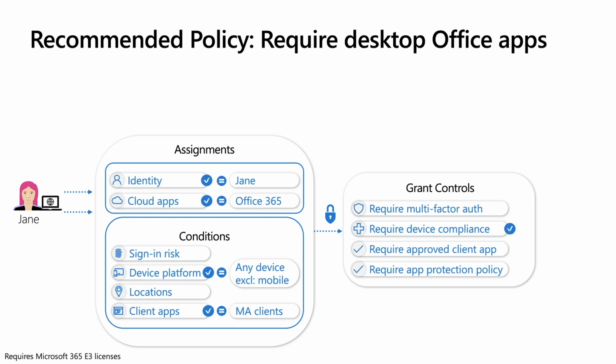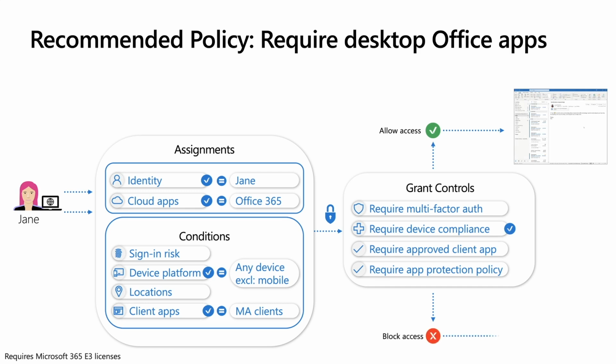This allow policy will use the require device to be marked as compliant grant access control, which will enforce that Jane's device must be enrolled and meet all compliance policies. If Jane is using an enrolled and compliant device, she'll be able to launch Outlook, obtain a token, and access her email. If, on the other hand, Jane isn't using an enrolled or compliant device, she will be blocked from obtaining an access token and thereby blocked from being able to synchronize her mail content.